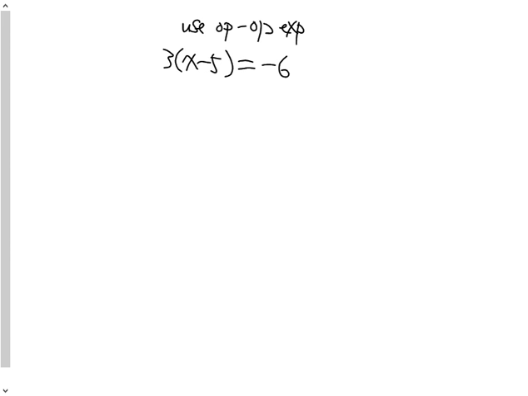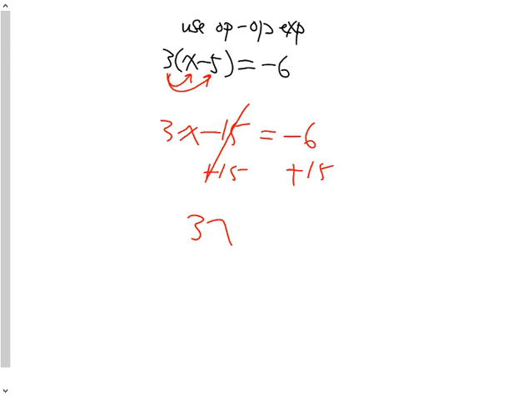Here we have distributive properties. Let's use op exp. Exp means expand, which means you need your expansion arrows. 3 x's is 3x. 3 -5's is -15. Now we have a pretty simple algebra question. Add 15 to both sides. 3x equals 9. Divide both sides by 3. And x equals 3.